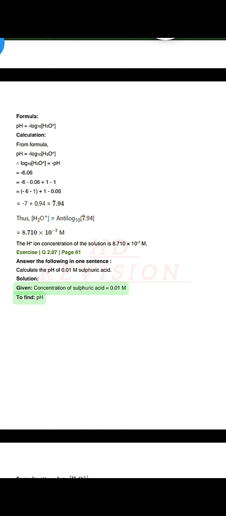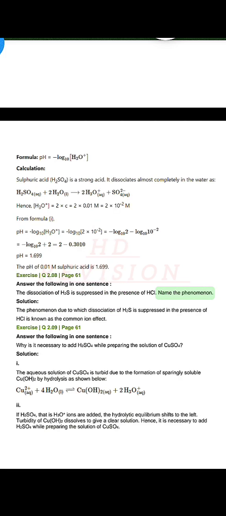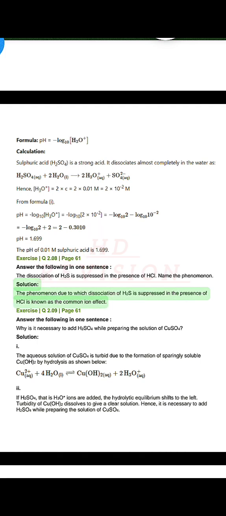Answer the following in one sentence. The dissociation of H2S is suppressed in the presence of HCl. Name the phenomenon. Solution. The phenomenon due to which dissociation of H2S is suppressed in the presence of HCl is known as the common ion effect.